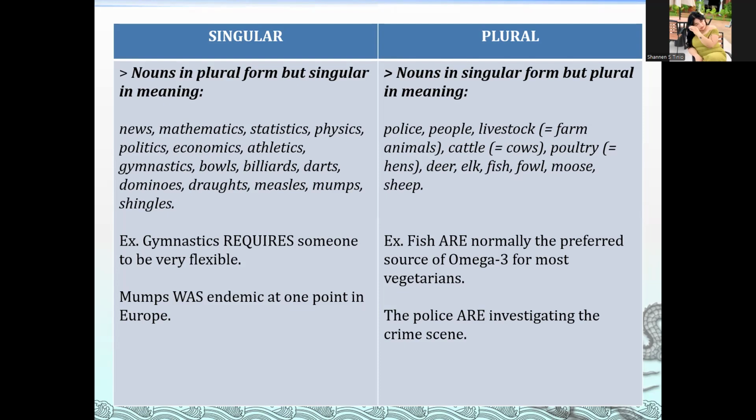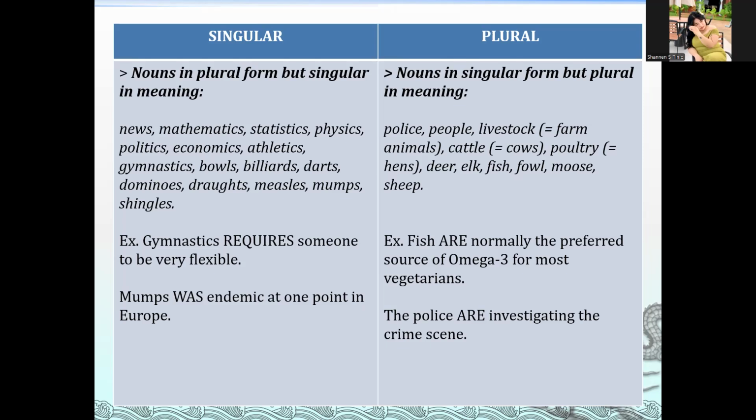Example: gymnastics requires someone to be very flexible. So yung word na requires, since may S siya, it's a singular verb, requires. Gymnastics, may S siya, pero it is used as a singular unit. Gymnastics requires someone to be very flexible. What if I change the subject to "the job"? The job requires, because the job is singular, right?